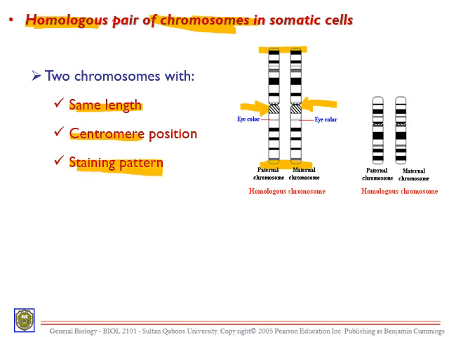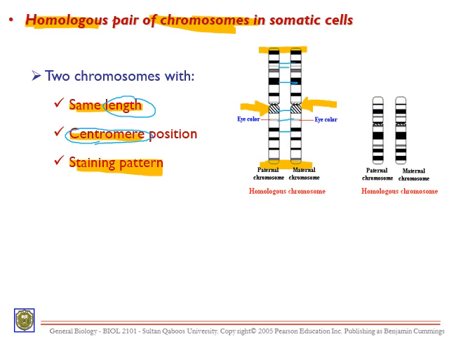What's a staining pattern? Remember that chromosomes, when they are stained with certain dyes, each chromosome will have a very special or distinctive pattern of colored bands, as you see here in this figure. Let me choose a pen. You can see, for example, this band is the same, this is exactly the same, etc. So homologous chromosomes have the exact staining pattern. They have the same length and shape, and they have the same centromere position.